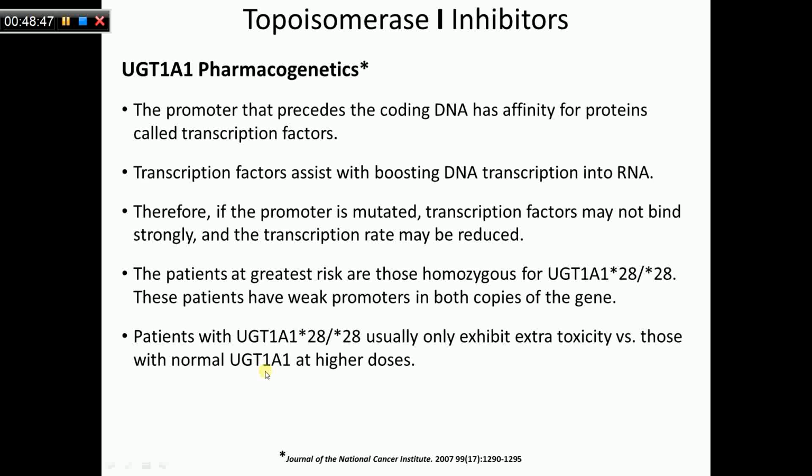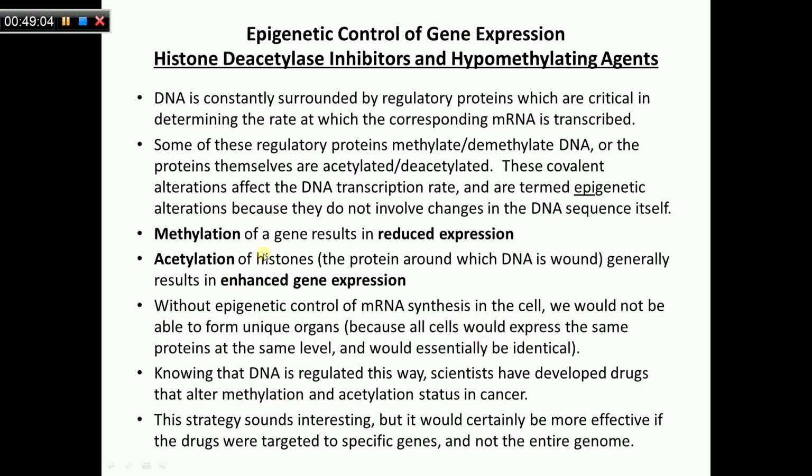side of the dosing range for irinotecan, right? So we need to actually be a little bit higher in the dosing range. So you don't always see toxicity if you have this mutation. It's not like TPMT, where it's pretty much guaranteed. UGT1A1, at a lower or medium dose, you may not see toxicity even if you have that mutation.